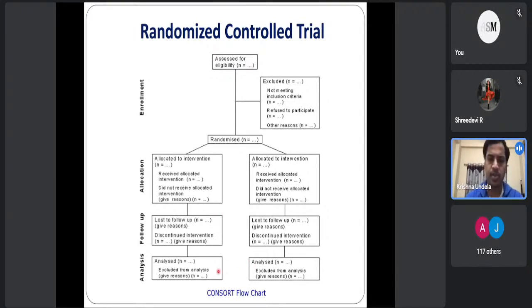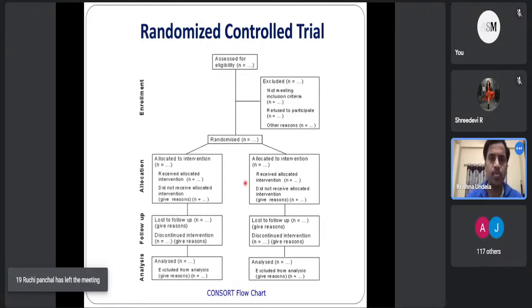Whenever they take this 390 and 380 for the analysis purpose, that's what we are going to call a per protocol analysis. There are two types of analysis. Per protocol analysis means you take the people who were there till the end of the study. Or if you take this 400 and 400 to whom you randomized initially, we call it an intention to treat analysis.